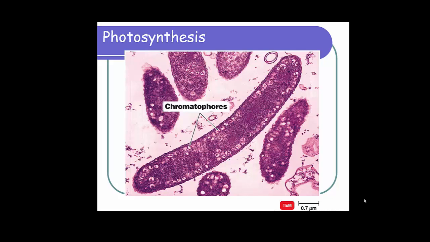Photosynthesis, using light energy to create ATP. I showed you this picture prior of the chromatophores, of the invaginations of the cell membrane of this particular purple bacteria. This is where the thylakoids for photosynthesis will be located within these photosynthetic bacteria.